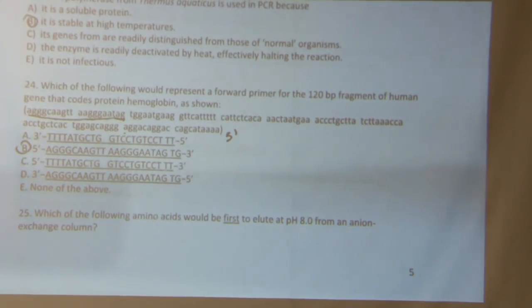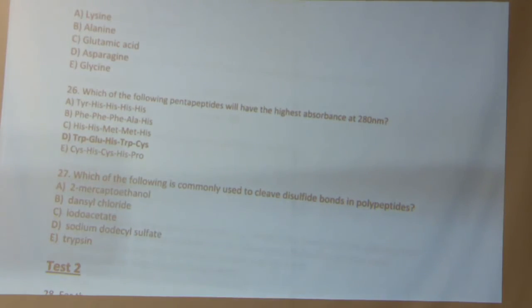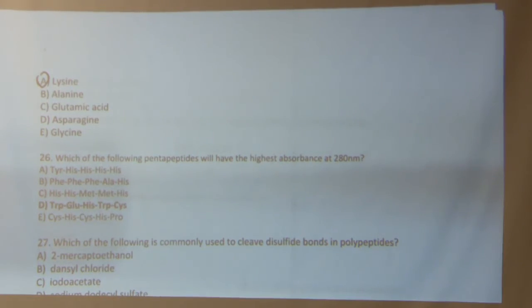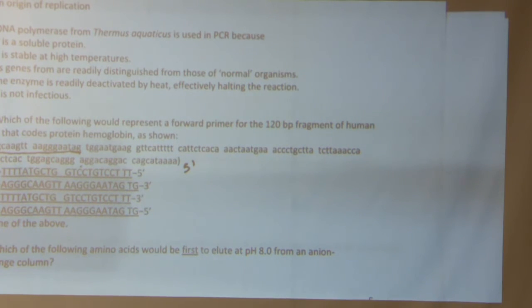So 25. Which of the following amino acids would be first to elute at a pH of 8 from an anion exchange column? And our choices are lysine, alanine, glutamic acid, asparagine, and glycine. Lysine? Yes? Awesome. So first question that I want to ask is, when we talk about anion exchange, what is being held in the column? Positively charged is being held.